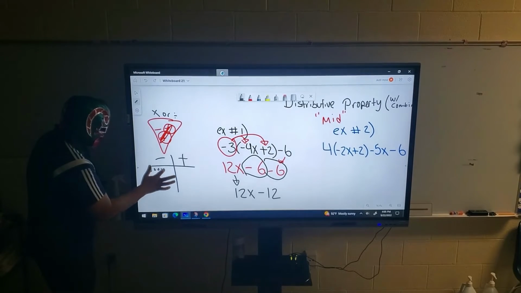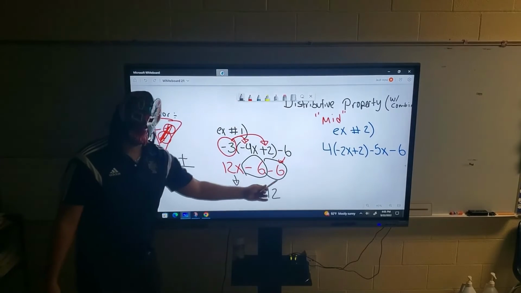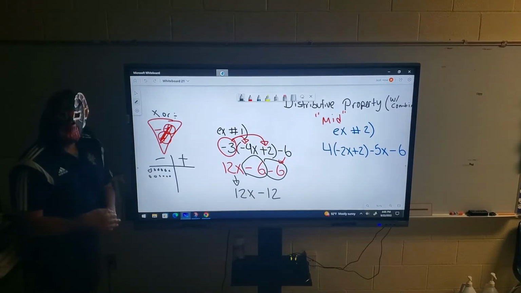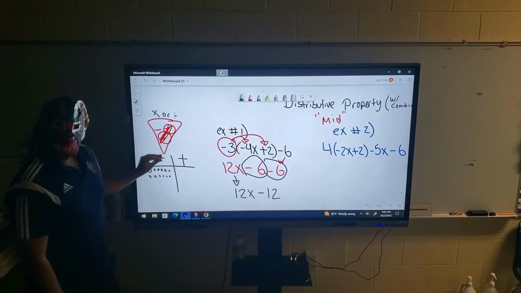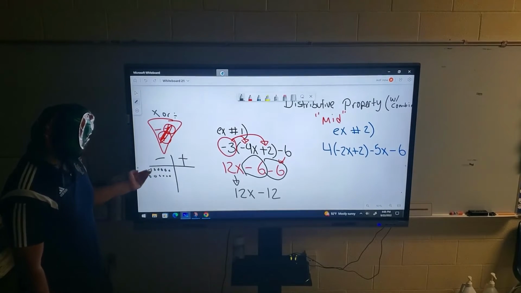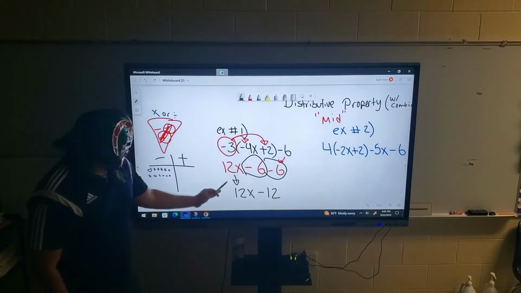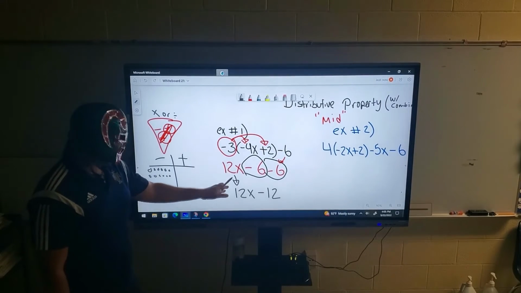So it's a minus 6. 1, 2, 3, 4, 5, 6. And then if you look at the other one, it's also a negative 6 or a minus 6. So it's 1, 2, 3, 4, 5, 6. As you can see, they combine, they become one group. So you have negative 12. If you look at this, it's positive 12x minus 12.